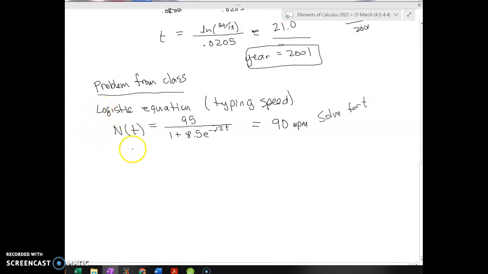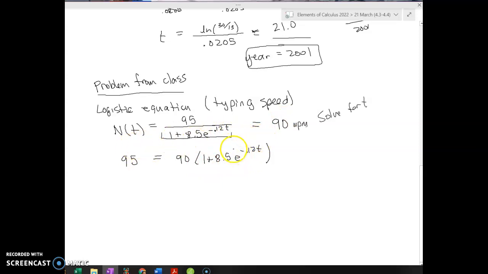If we multiply both sides by the denominator here, we will get 95 equals 90 times 1 plus 8.5 e to the negative 0.12t. So we multiply by this denominator, and on the left-hand side that cleared it out, and we're just left with 95, and on the right-hand side we have 90 times that former denominator.